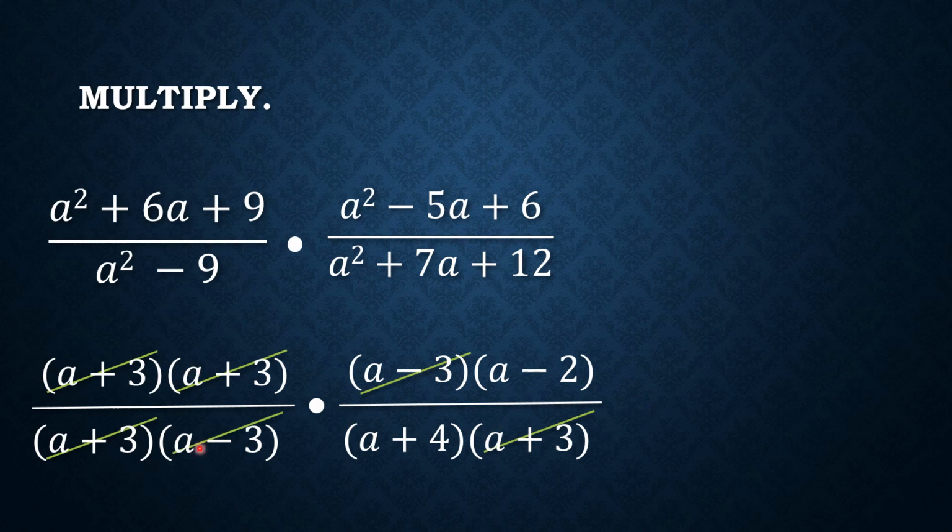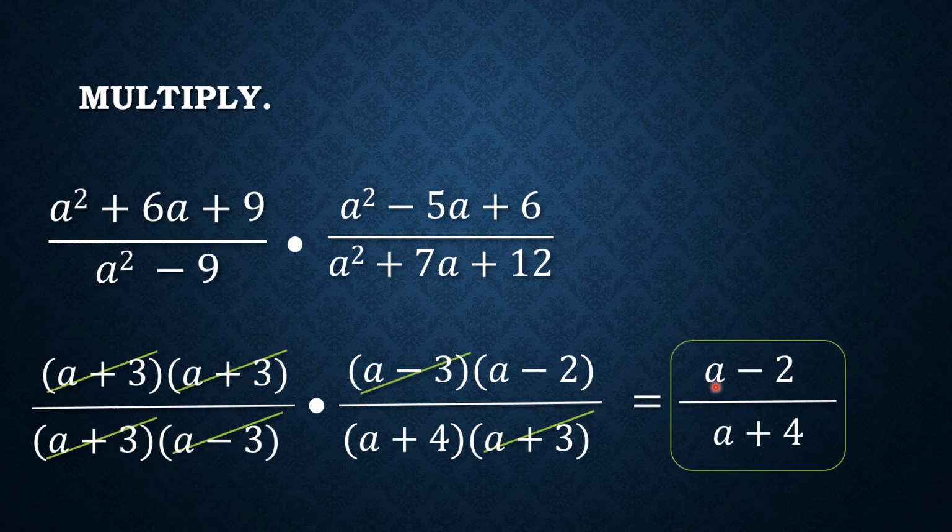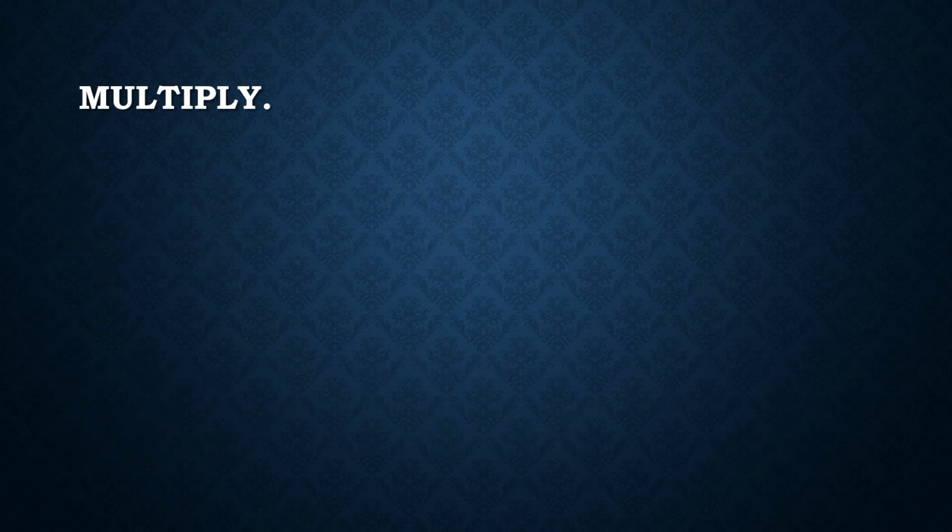So, na-cancel na natin lahat ng common factors. So, yung matitira, yun na yung answer natin dito. Sa numerator, the remaining factor is a minus 2. Sa denominator, the remaining factor is a plus 4. Therefore, the product of these two rational expressions is a minus 2 all over a plus 4.